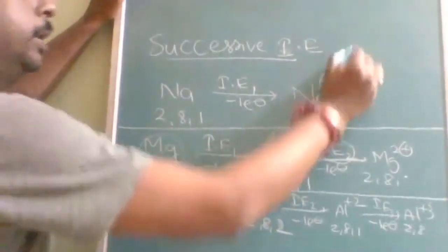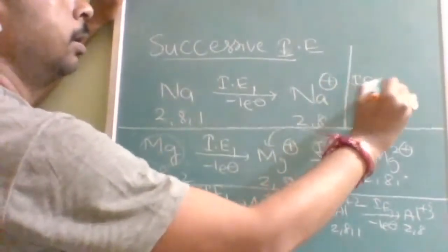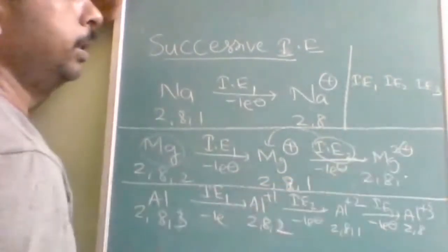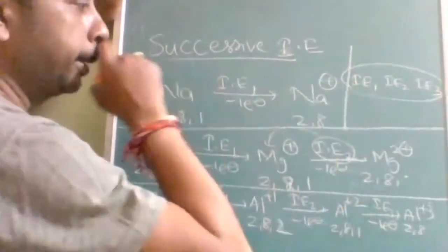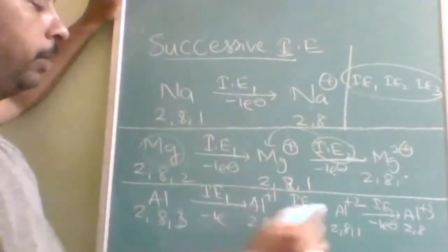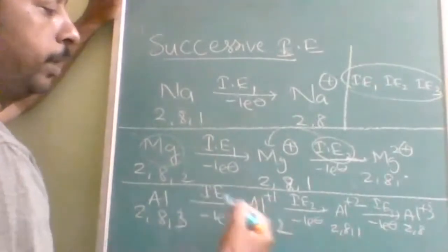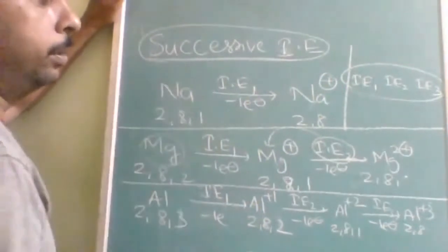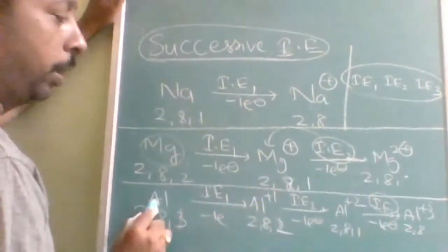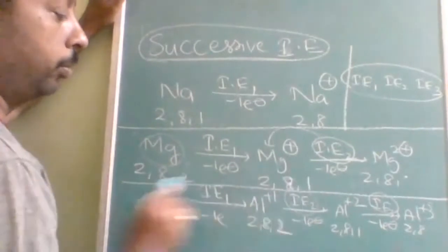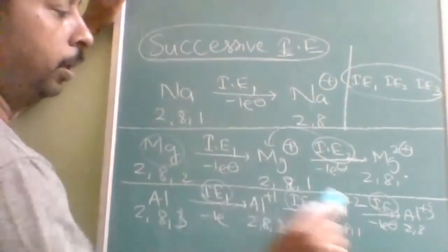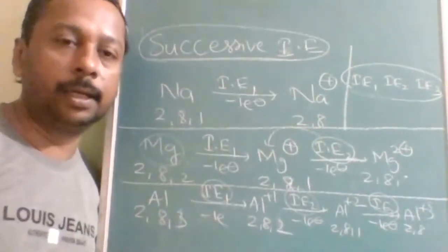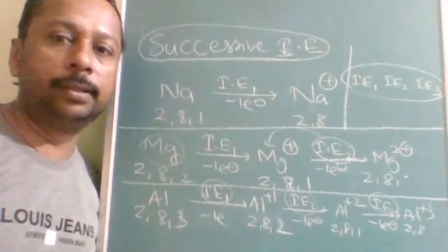Okay. So these IE1, IE2, and IE3, what is the common thing? You are giving it to the similar element. Understood? All of them are given to aluminium only, but they are given one after another. That's why this is called successive ionization energy. You cannot give IE3 to a neutral atom. You cannot give IE2 to a neutral atom. You cannot give IE1 to a positive ion. Understood? They are to be given successively. That's why they are called successive ionization energy.